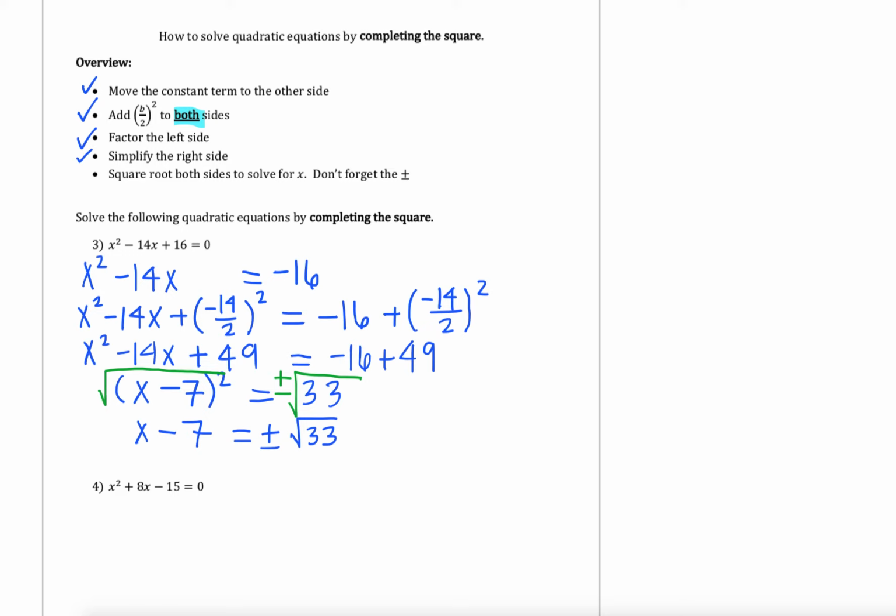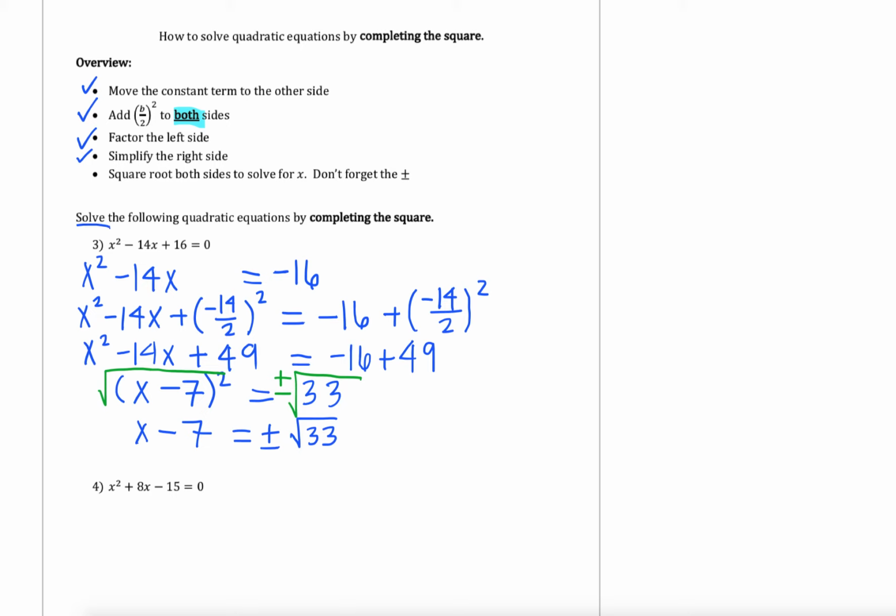If we could simplify the square root down, we would want to. 33 is not a perfect square, and it doesn't have any perfect square factors inside of it, since 33 factors is 3 times 11. So I can't simplify this any further, but if we could, we would want to continue to simplify. My last step here is to solve for x, since my goal was to solve this quadratic equation.